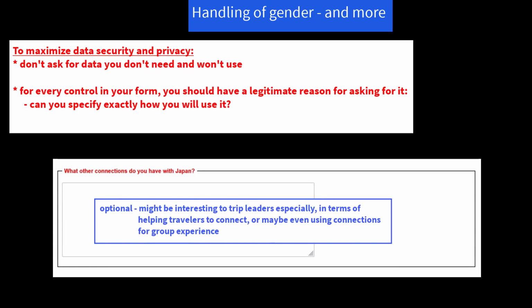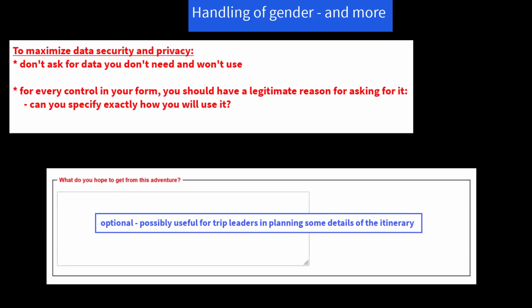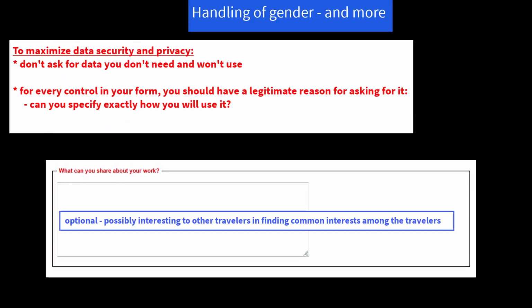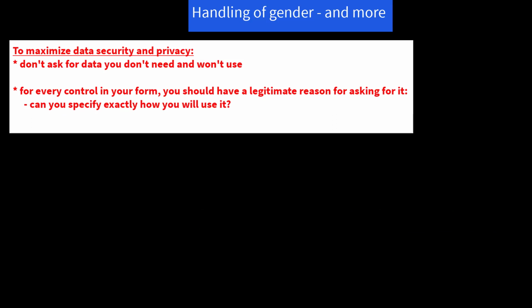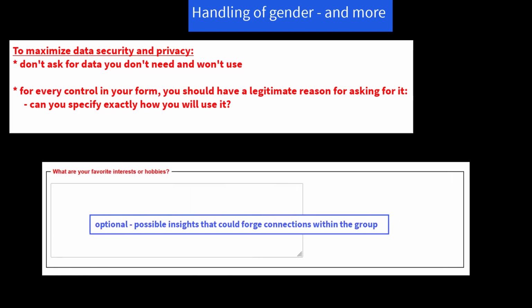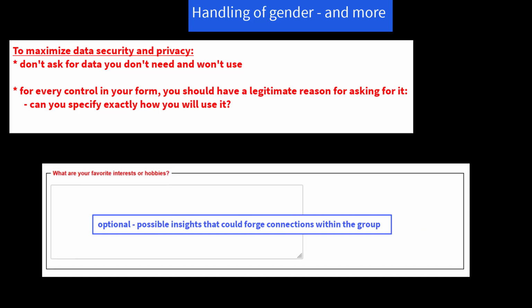Other connections is optional. Might be interesting to trip leaders, especially in terms of helping travelers to connect, or even using their connections for the group experience. What you hope to get from the trip is optional, possibly useful for trip leaders in planning some details of the itinerary. What to share about your work is optional, possibly interesting for other travelers in finding common interests among the travelers. Describe your immediate family is optional, again, possible insights that could forge connections within the group. And interests or hobbies, also optional, again, possible insights that could forge connections within the group.